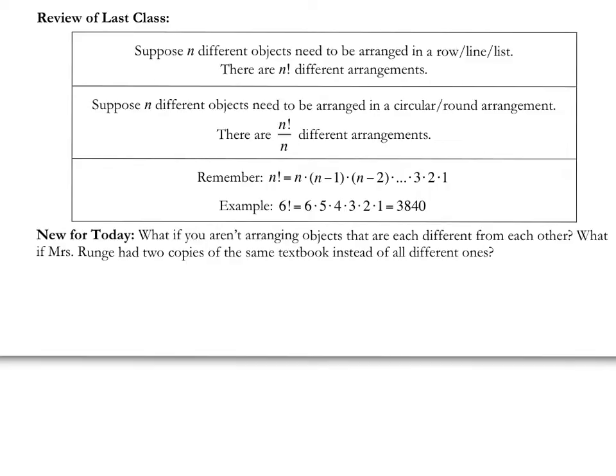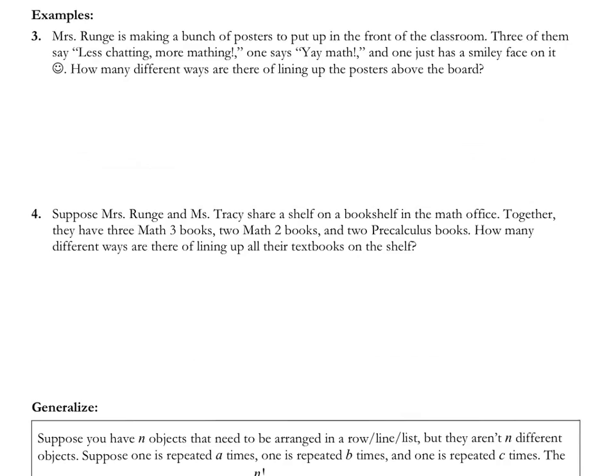So the new thing that we're going to do today is, what if you aren't arranging objects that are different from each other? What if, for example, I had 2 copies of the same textbook instead of all different ones? How would that impact the number of different arrangements in this arranging the textbooks on a bookshelf question? So that's what we're going to be exploring today. So let's get into some examples together.